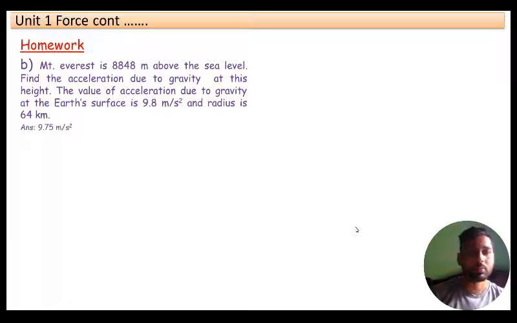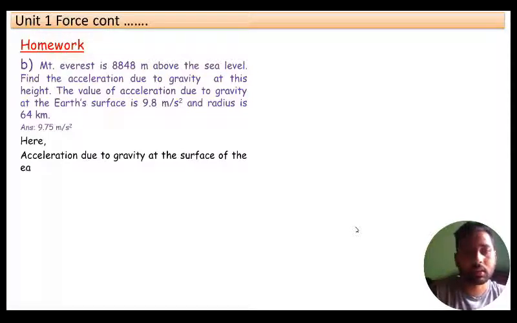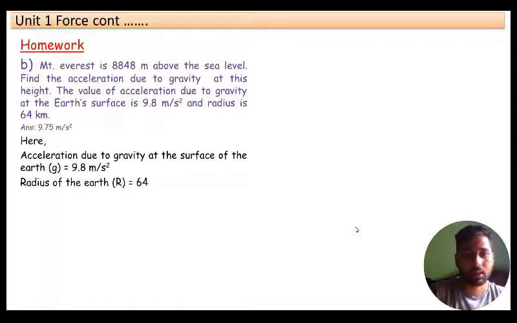I'm going to solve this problem here. Acceleration due to gravity at the surface of the Earth, that is g, is equal to 9.8 meters per second square. Given. Then radius of the Earth, r, is equal to 64 kilometer. We have to convert 64 kilometer into meter. That's why its value becomes 6.4 into 10 to the power 6 meter.